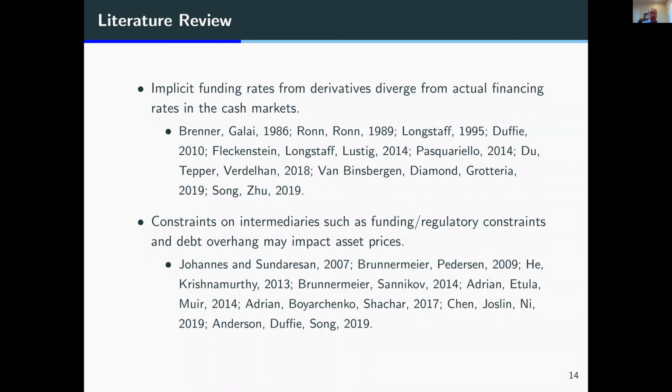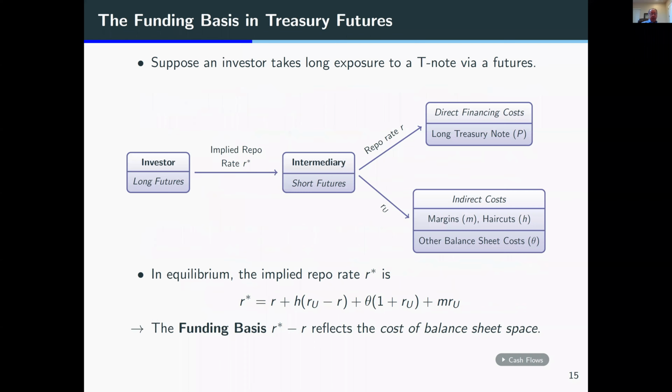Okay, so quick, where does this fit in the literature? Well, as I mentioned, there's a lot of papers that have looked at the implied funding rates coming from the derivative markets and comparing them with actual financing rates. A lot of papers on that. Number of recent ones as well. There's extensive literature on intermediary asset pricing, rapidly growing, way more than I could cite here. So that's the quick overview.